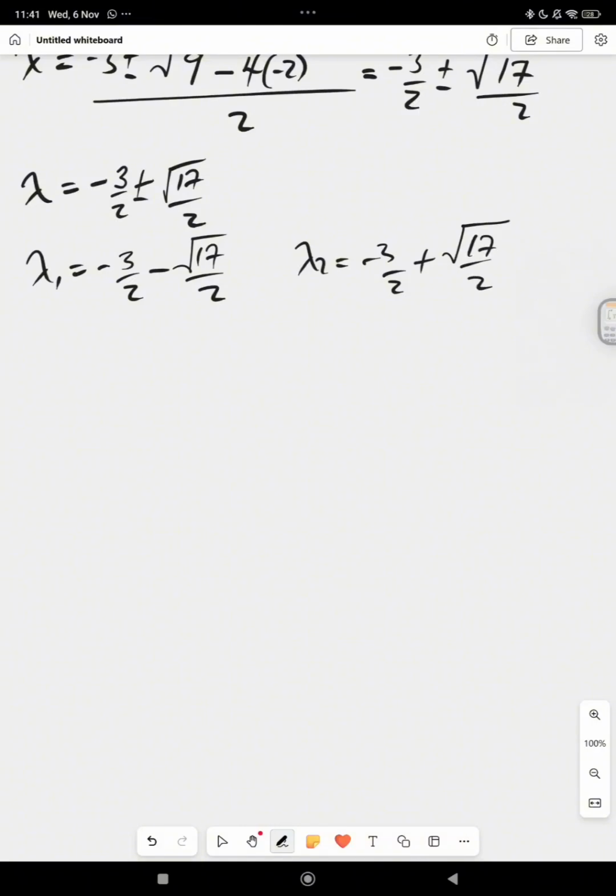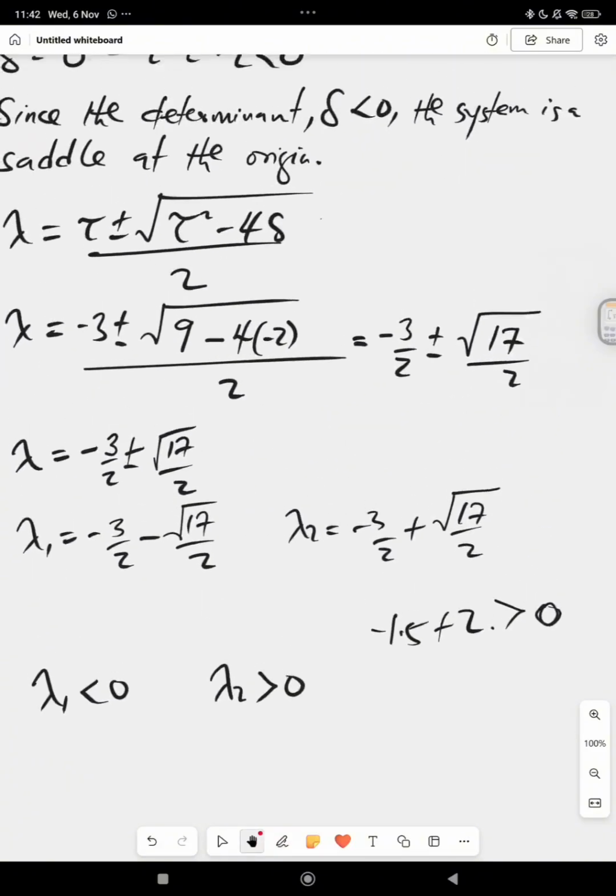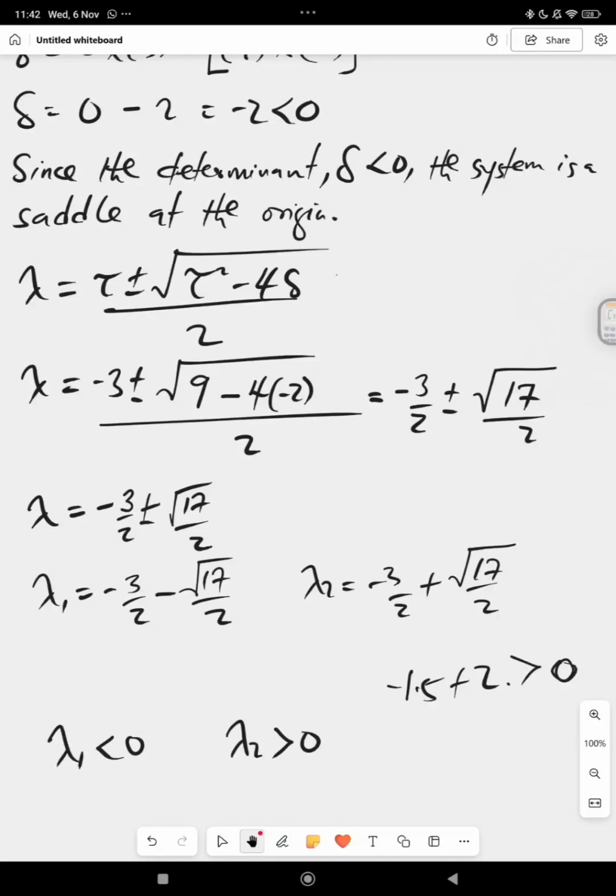Now remember, the square root of 16 is 4, and 4 divided by 2 is 2. We'll have 2 here, approximately 2 point something. And minus 3 over 2 is minus 1.5. So we can see clearly that this is greater than 0. So we have lambda 1 less than 0, lambda 2 greater than 0. And this is clearly a saddle, like the conclusion we had above. So we've confirmed the behavior of the system.